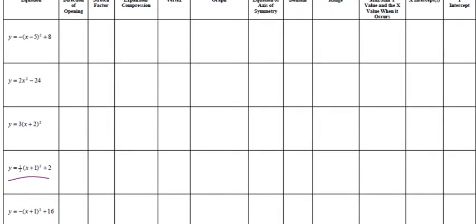So, direction of opening. Opens up. Stretch factor, 1/2. Expanded or compressed? Compressed. Vertex: (-1, 2). Graph. Too lazy to draw it. So it's at (-1, 2), it opens up, and it's compressed.